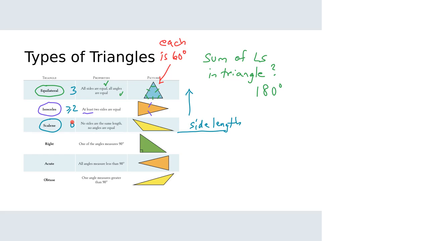Down on the bottom half of this, we focus in more on angle measures. And the first one we look at is a right triangle. A right triangle has one of the angles measuring 90 degrees. Would it be possible to have two angles measure 90 degrees?